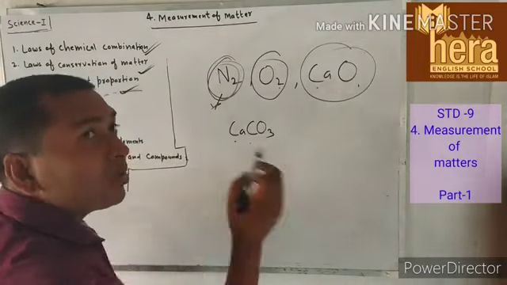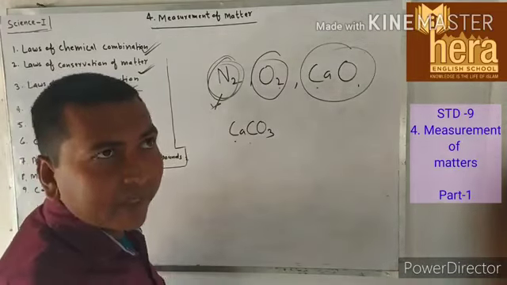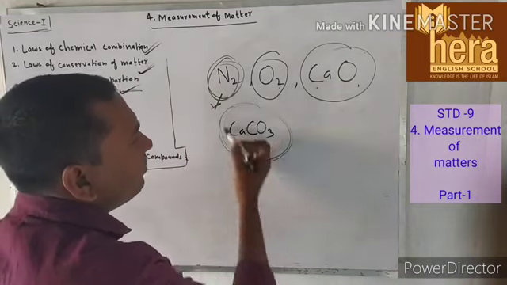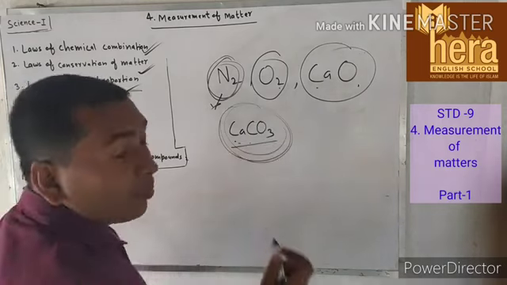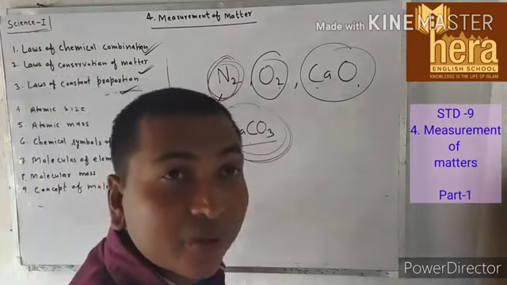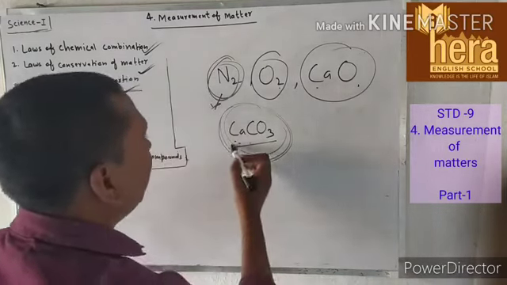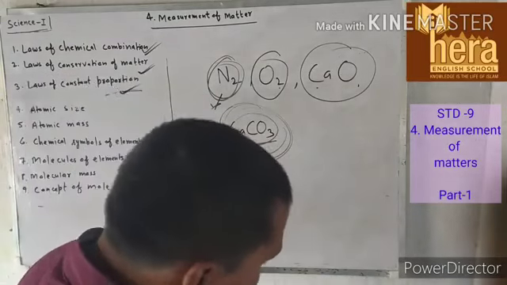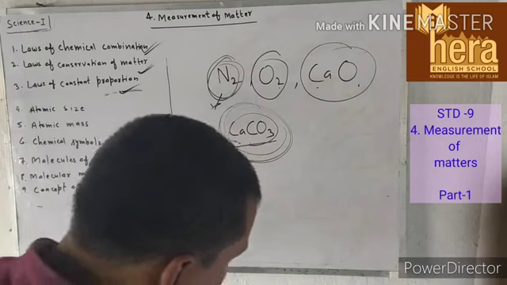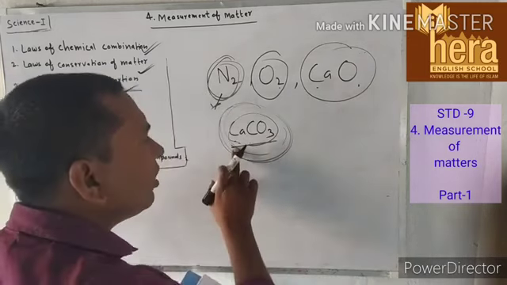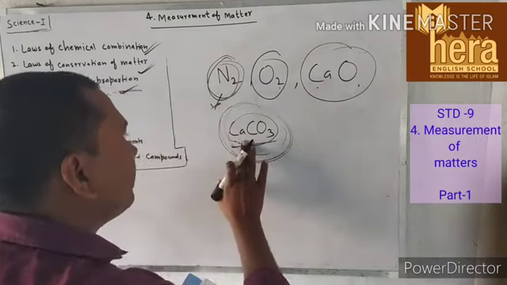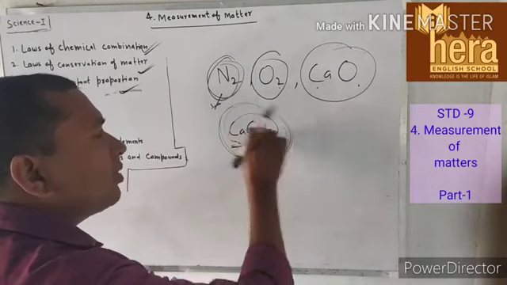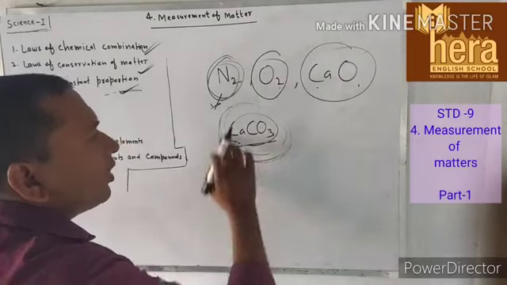If in any compound or any molecule there are more than two elements or two atoms, then that is called polyatomic. Why is this called a polyatomic molecule? The reason is there are more than two elements. There are three elements: calcium, carbon, and oxygen. So this is called a polyatomic molecule.